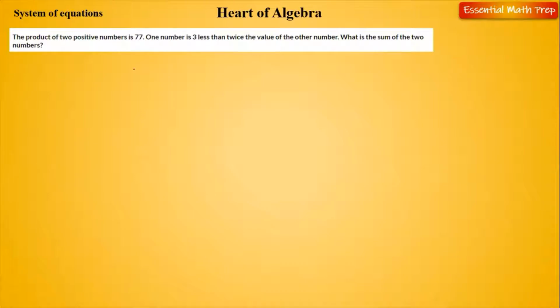Well, first, we don't know what those two numbers are, so let's call them X and Y, okay? When they say the product of two positive numbers is 77, that means XY equals 77. It doesn't matter whether you choose X or Y for this purpose, ultimately the answer would be the same. So it says one number is 3 less than twice the value of the other number. How do we translate that into an expression?